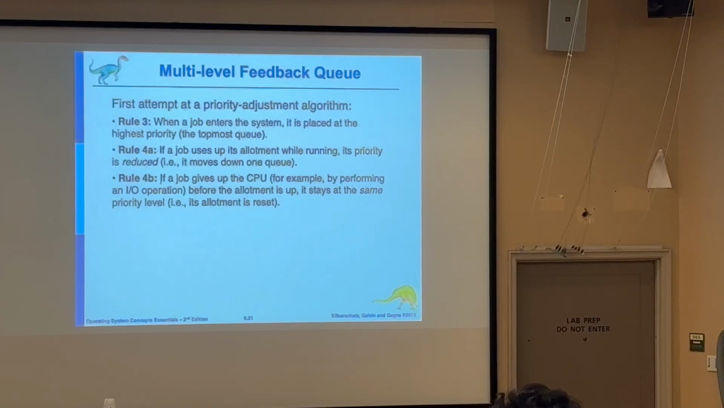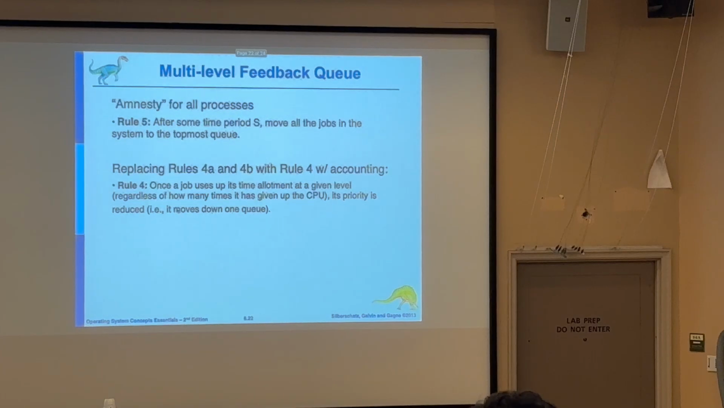But if a job gives up the CPU voluntarily before it uses it up, it stays at the same priority level. We already explained this. If I want to do I/O, just 1 second, and I use only 1 second of CPU, I will stay in the same queue level. Let me finish this first. Okay, so rule 5: after some time period S, move all the jobs in the system to the topmost queue.